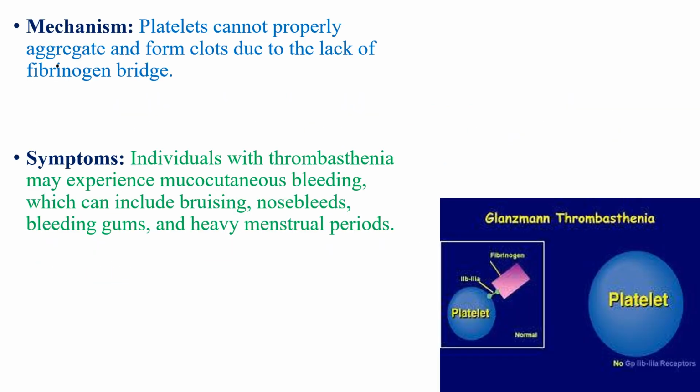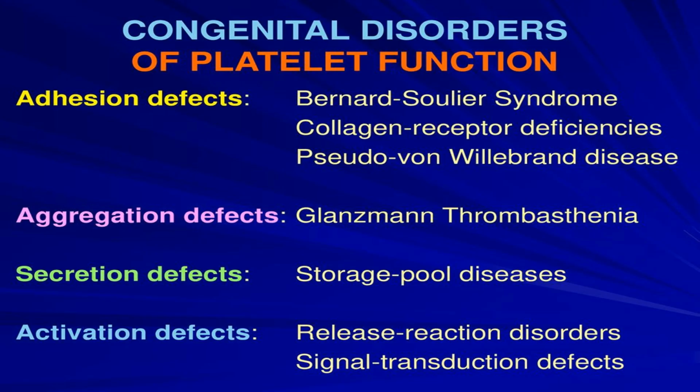In the case of thrombasthenia, platelets cannot properly aggregate and form clots due to the lack of a fibrinogen bridge. Individuals with thrombasthenia may experience mucocutaneous bleeding, which can include bruising, nosebleeds, bleeding gums, and heavy menstrual periods. Prolonged bleeding is the consequence.